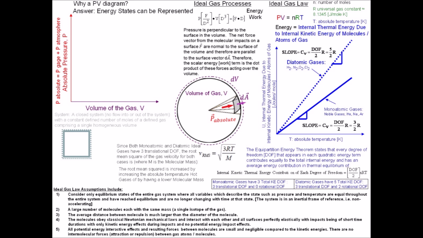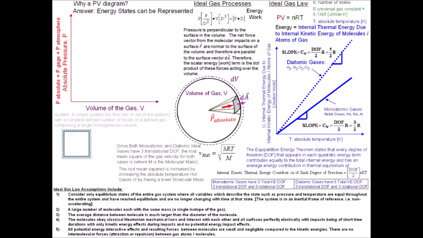Since both monatomic and diatomic ideal gases have 3 translational degrees of freedom, velocity in the x, y, and z direction, the root mean square of the gas velocity for both cases is the same, where the root mean square is equal to the square root of 3 times the universal gas constant times the absolute temperature divided by the molecular mass. Therefore, for example, hydrogen with a low molecular weight will have a much higher root mean square velocity than, for example, chlorine.